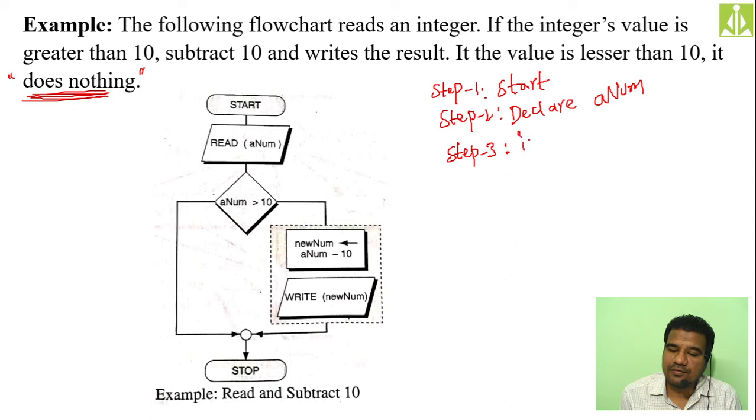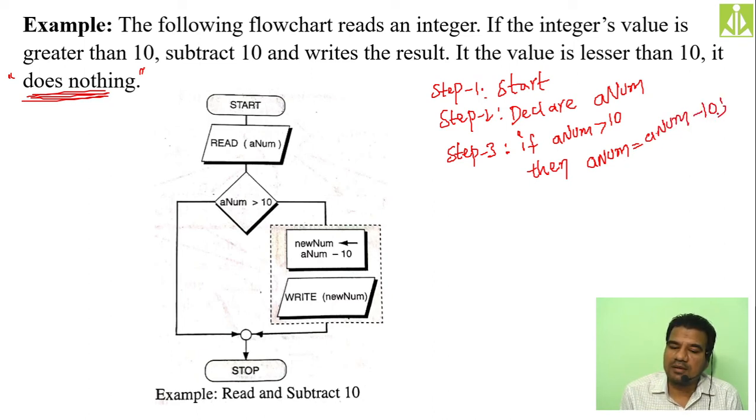If a num is greater than 10, then what we have to do, a num equals to a num minus 10, because we have to subtract 10 from that number. A num equals to a num minus 10. Then print a num, isn't it? We need to print the a num also. Print a num.